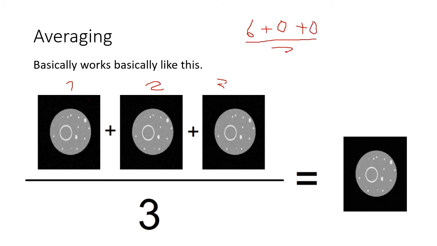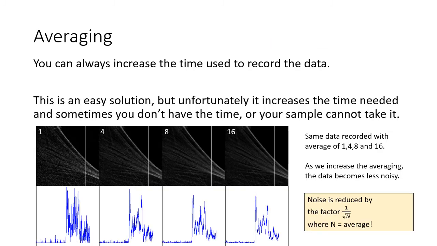And then we divide this by 3 because we had 3 images. And now in the resulting picture, the pixel where we had the background 6 in one image goes to 2. And this means that any pixel with random noise in it will have that random noise reduced. Averaging is a good tool, and you can always increase the time you use to record the data. And it's an easy solution, but unfortunately sometimes you cannot use it because either you don't have the time or your sample cannot take the load.